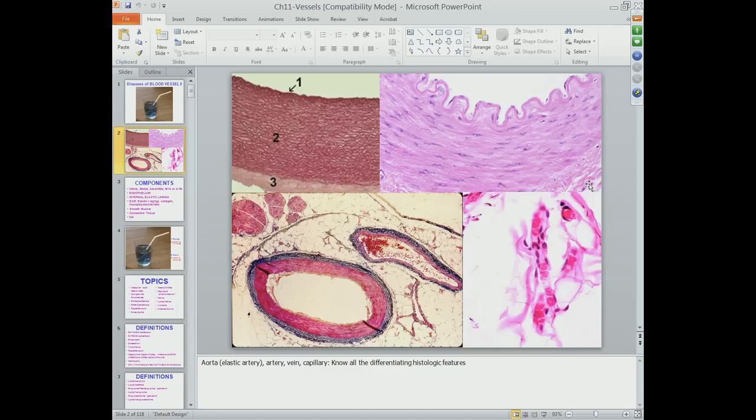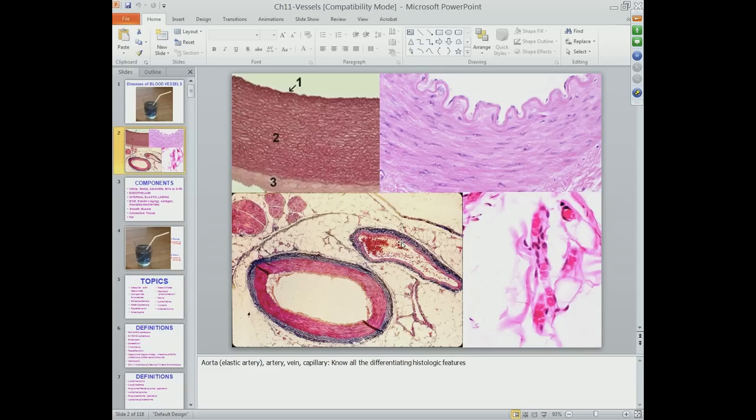Now here's the general rule. In arteries, the muscle is thicker than the adventitia. In veins, the adventitia is thicker than the muscle. Let me say that again if I didn't say it right. In arteries, the media is generally thicker than the adventitia. And in veins, the adventitia is generally thicker than the media.